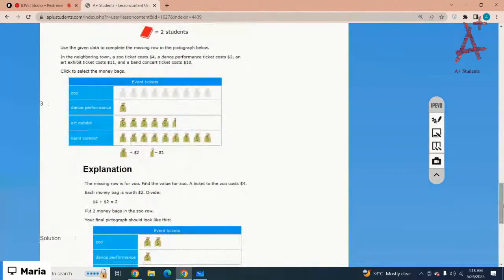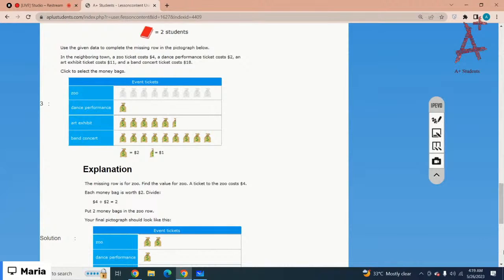Okay, the next one is use the given data to complete the missing row in the pictograph below. In the neighboring town, a zoo ticket costs $4, a dance performance ticket costs $2, an art exhibit ticket costs $11, and a band concert ticket costs $18. So you have a bag actually here. A complete bag costs $2 and a half one costs $1.